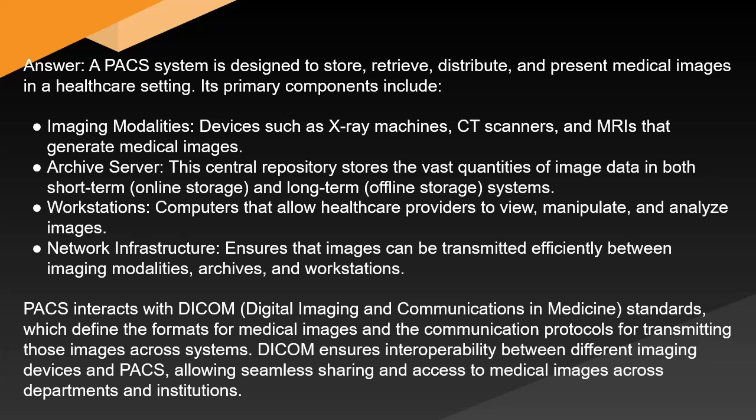Its primary components include imaging modalities, devices such as X-ray machines, CT scanners, and MRIs that generate medical images. Archive server. This central repository stores the vast quantities of image data in both short-term online storage and long-term offline storage systems. Workstations. Computers that allow healthcare providers to view, manipulate, and analyze images. Network infrastructure ensures that images can be transmitted efficiently between imaging modalities, archives, and workstations.